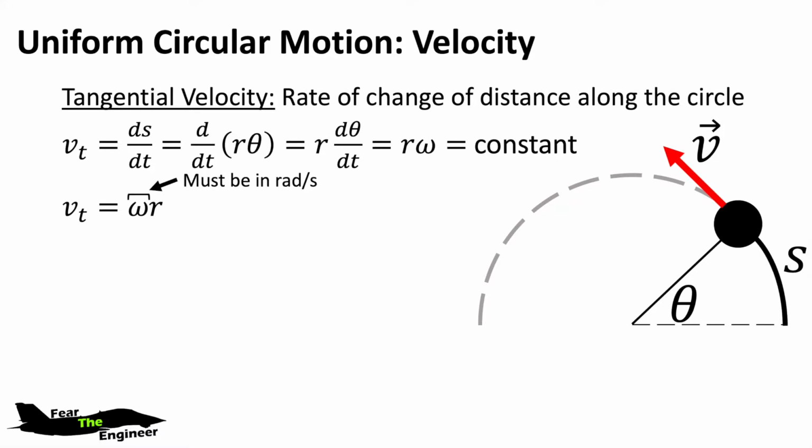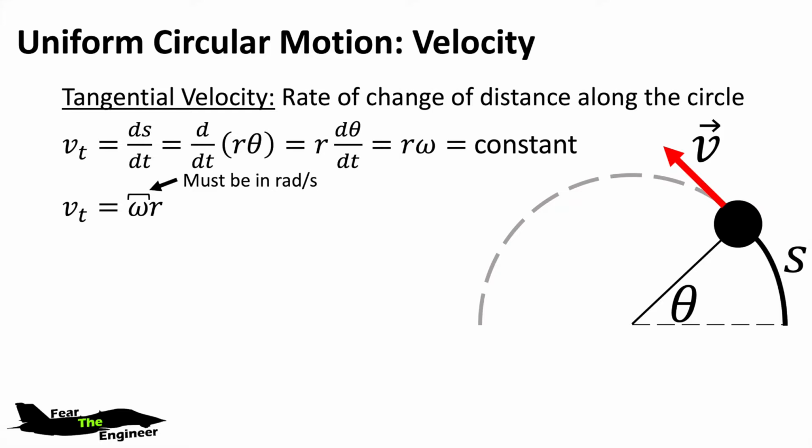Notice how the radius affects this velocity. If two particles are circling with the same angular speed, like 90 degrees per second, the particle that travels around a circle with a big radius will have a much faster tangential velocity than the one traveling around a circle with a small radius. This is why it's harder to run on the outside lanes of a running track rather than the inner lanes.